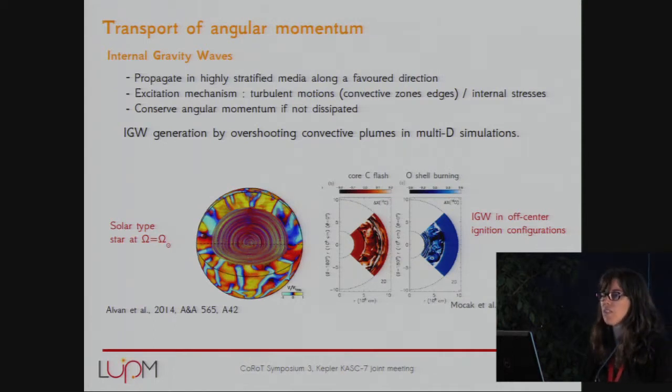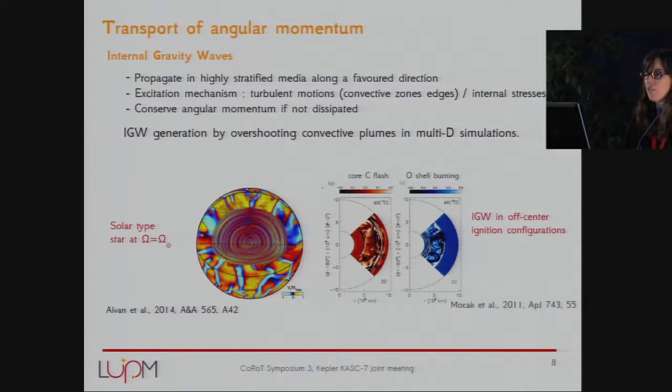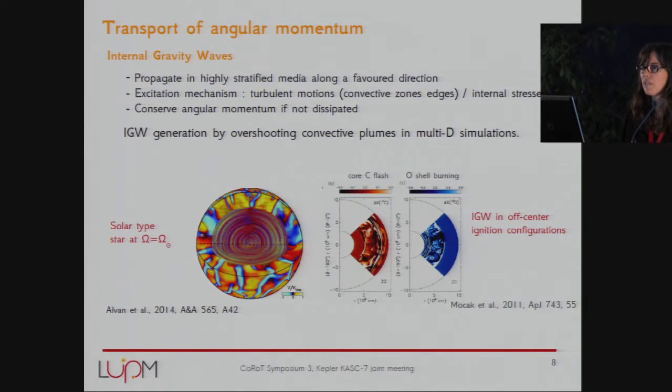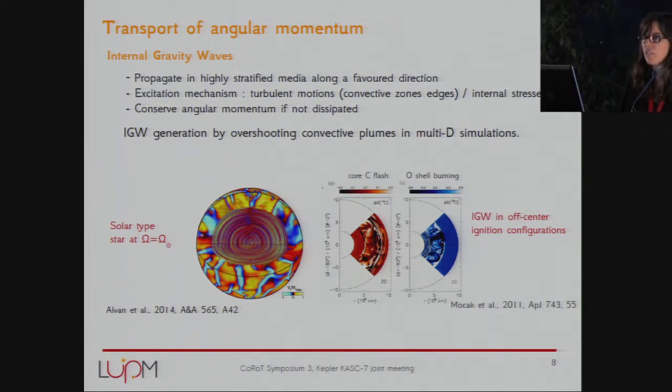There are the internal gravity waves. These waves are excited at the interface of convective zones, at convective zone edges. The excitation mechanism is still under study, but the main mechanisms are turbulent motions and internal stresses, Reynolds stresses. They propagate in a highly stratified medium along a favored direction. And normally they will conserve angular momentum if they are not dissipated.